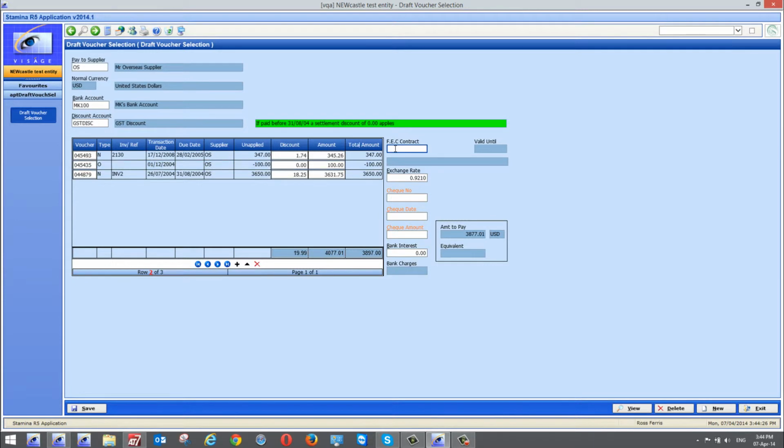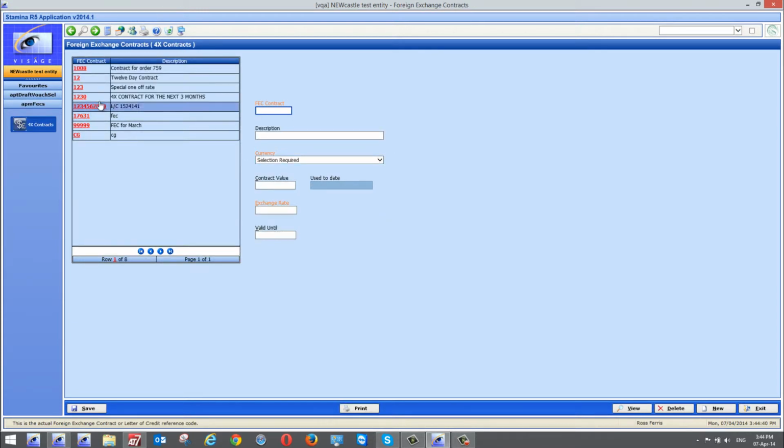Now, I don't know whether your business deals with foreign exchange contracts at all, where you purchase overseas currency at a particular value and lock that in for a period of time. If you do, then you would have previously maintained your overseas contracts, purchased them. You would have, in this case, I've got a contract 1230 which I've purchased from the bank. It's for US dollars. It's for 10,000 US dollars, and I got a really good exchange rate of $1.10, which of course is most unlikely these days, but that was the exchange rate that's been locked in.